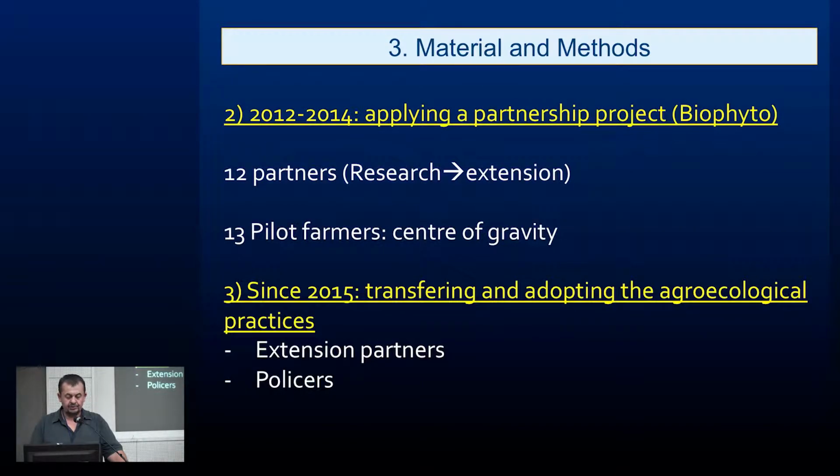The second phase was to focus on applying a partnership project of research and development with a lot of partners, and with 13 pilot farmers who were the center of gravity of this project. And after that, since 2015, the phase is devoted to transfer and to policies for adoption of agroecological innovations.